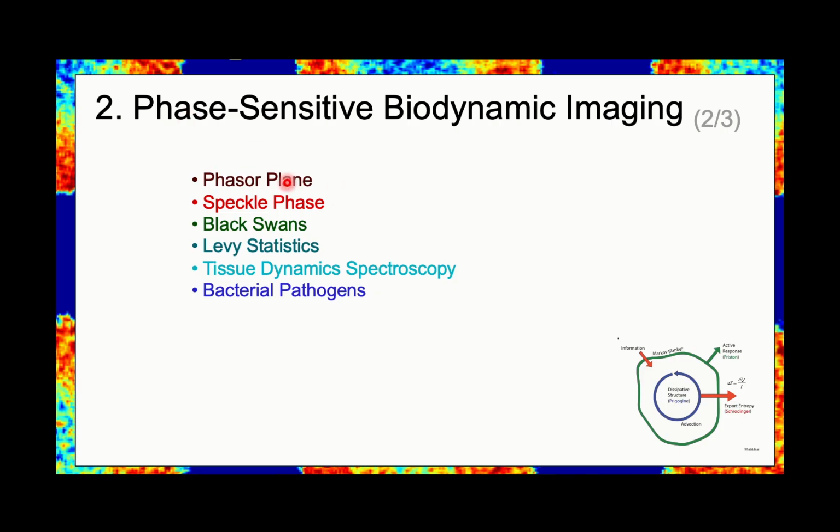I'll talk a little bit about the phasor plane, how we get speckle phase, and then I'll say a little bit about black swans. Black swans are these outlier events. It has to do with statistics, where you get rare but high-amplitude events that can skew statistics. Those are generally called Levy statistics. And it looks like there may be Levy processes going on inside living tissue, and I'll give a little bit of evidence for that.